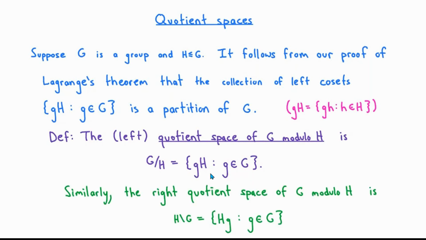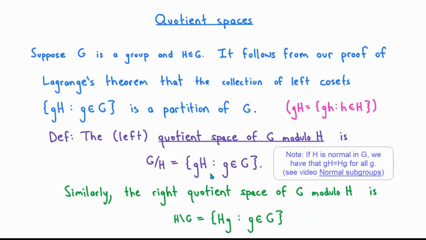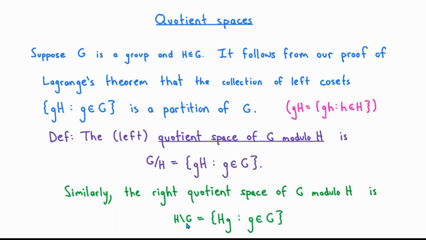Now, I also want to mention that all of what I'm talking about could also be done using right cosets to define what's called the right quotient space of G modulo H, which we would then denote as H\G with the H on the left here. But whether you start by defining the left quotient space or the right quotient space is partly a matter of convention. So when I talk about the quotient space in this video, I'm going to mean the left quotient space of left cosets of G modulo H.